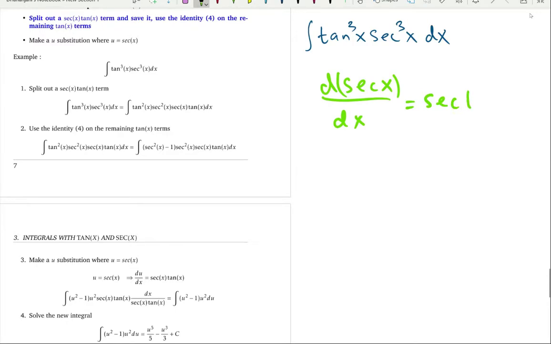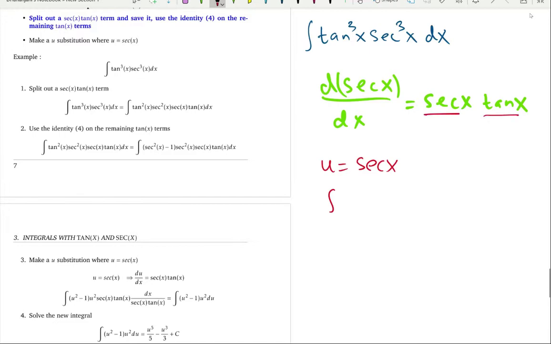Now can you think what will be our procedure, or what will be our u? Remember, we choose our substitute so that we can cancel out the function that we split, right? So here my substitute will be secant x. If my substitute is secant x, what can you split here from the integral? If you want to cancel out certain terms, we can split out both a secant term and a tangent term.